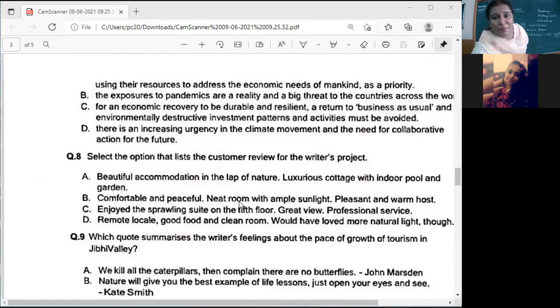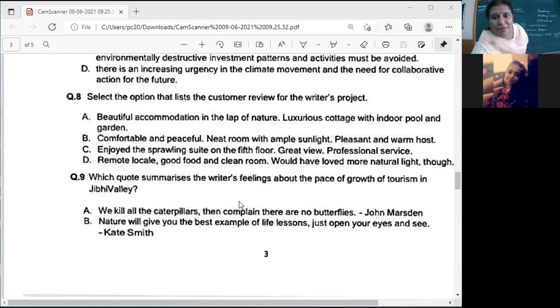So it's entirely your option. What do you think? What happens? We kill all the caterpillars and then complain there are no butterflies. We multiply at such a rapid pace, and then we wonder, where has nature disappeared? This is what happens when you go to hill stations. Where is nature? Where is beauty? We are multiplying at such a rapid pace that we end up hurting nature.